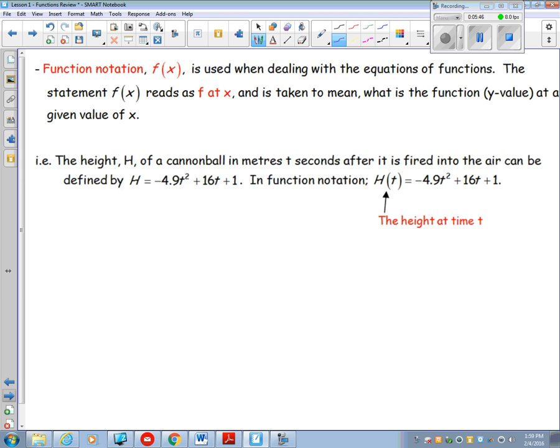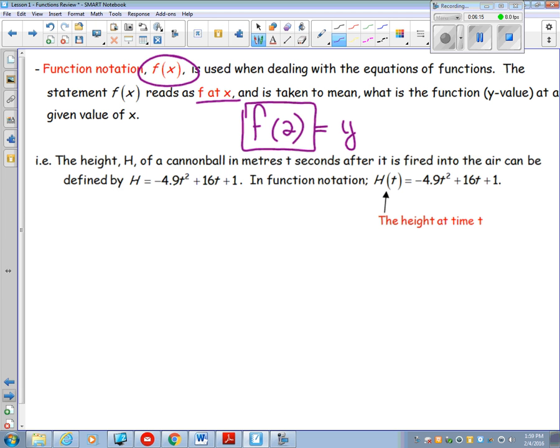Function notation is this idea of f and then in brackets x. It does not mean f times x. It means f at x. Okay, so for example, f at 2, we'd say, well, what's happening when x is 2? This f at 2 part basically means the same thing as a y value. We just don't use y's when we're talking about functions. We use f's for function notation.